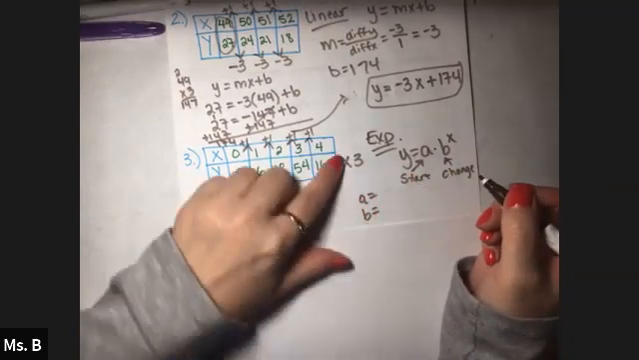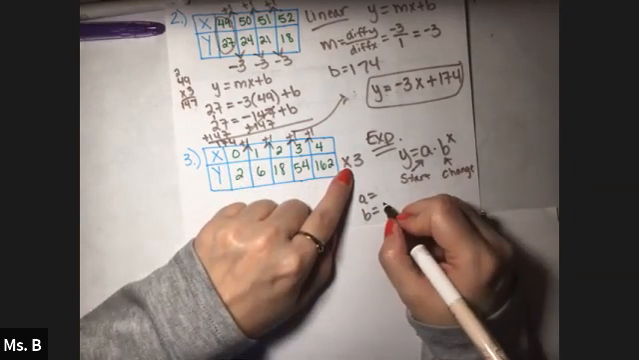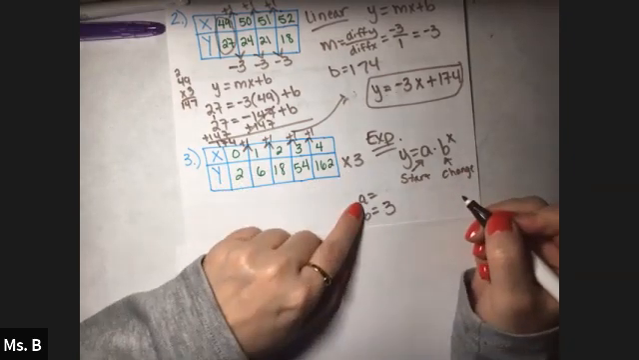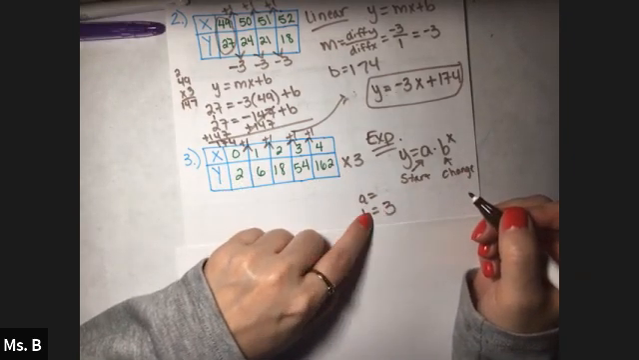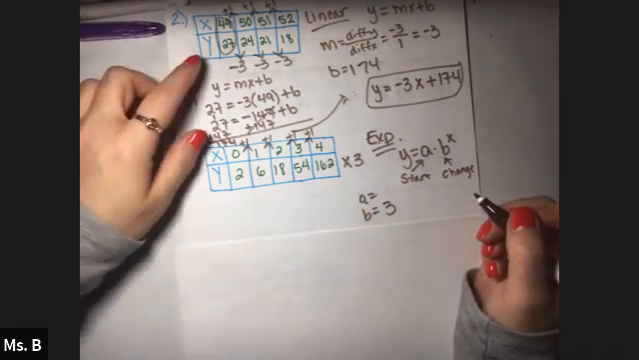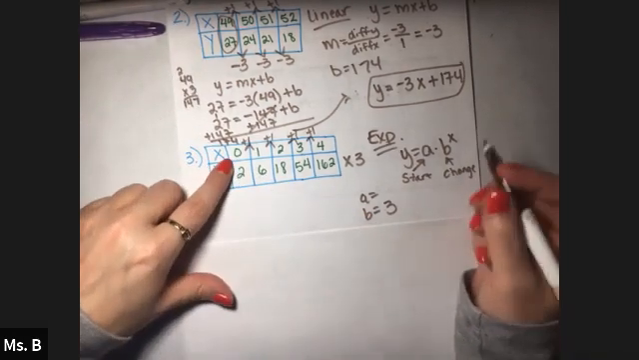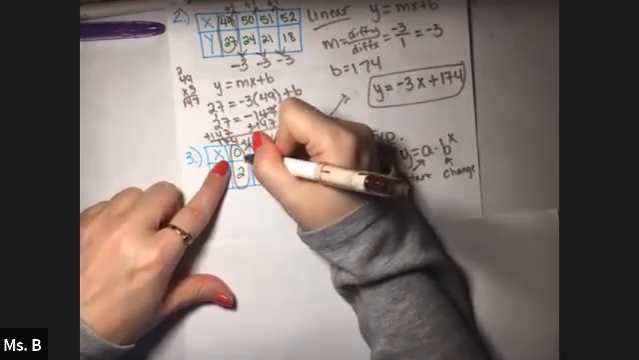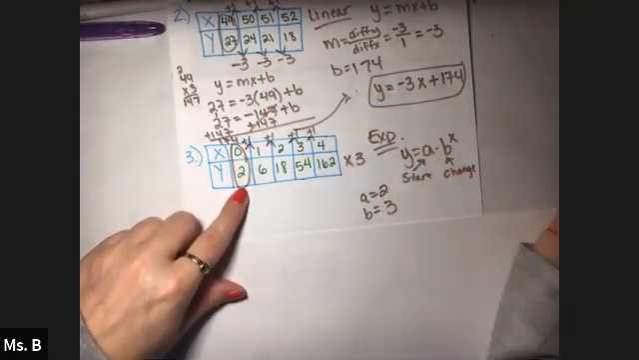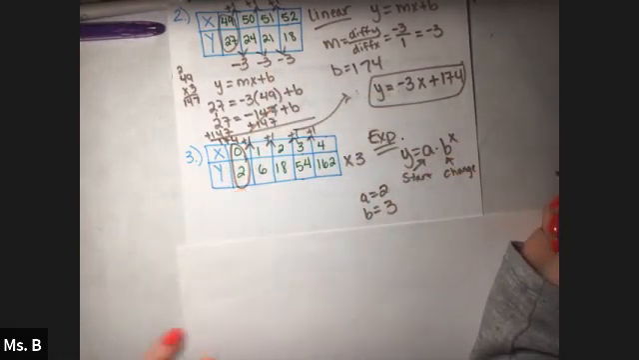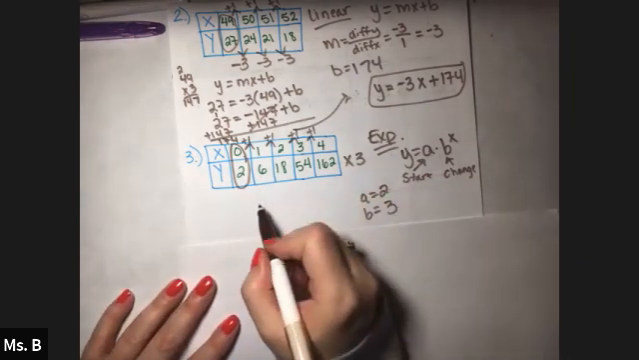So our b is the change that we found right here, our ratio, which is 3. Our a is our start, our y-intercept. So this, just like the y-intercept for the linear ones, we're going to find where x equals 0. The y value is what we're looking for. So with that, we have everything we need. So you can go ahead and write our equation.